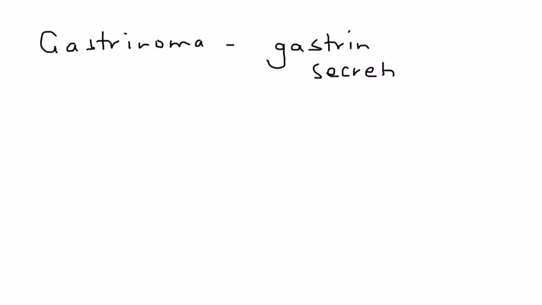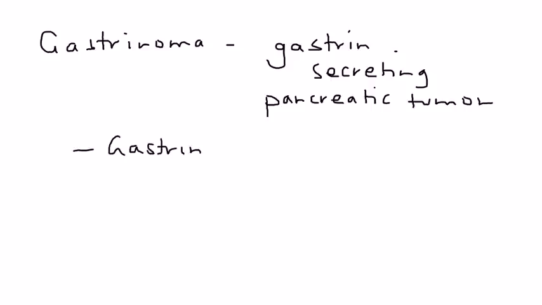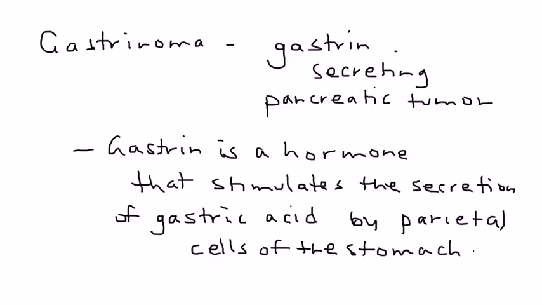So let's talk a little bit about a gastrinoma. A gastrinoma, as the name implies, is a gastrin secreting tumor, and it's found in the pancreas. Now, gastrin is a very important hormone that stimulates the secretion of gastric acid. This gastric acid is secreted by the parietal cells that are inside the stomach.